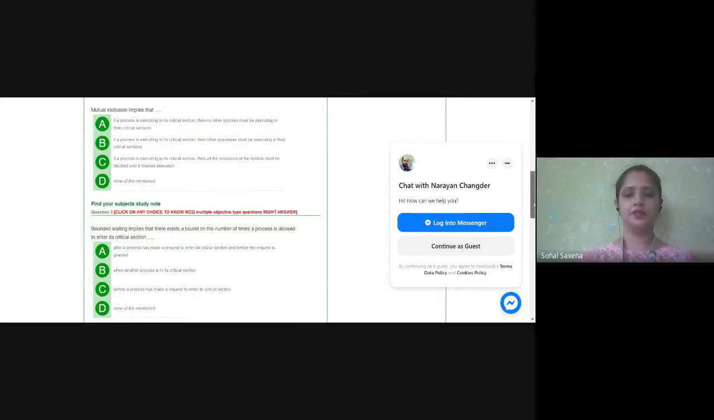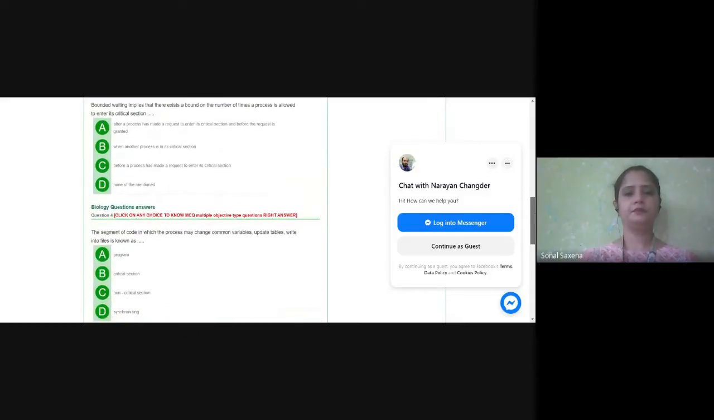Let's see the next question. Bounded waiting implies that there exists a bound on the number of times a process is allowed to enter its critical section after a process has made a request to enter its critical section and before that request is granted. Is this the correct answer? Or only when another process is in the critical section? Or before a process has made a request to enter its critical section? Whichever you think is correct, you can opt for that.